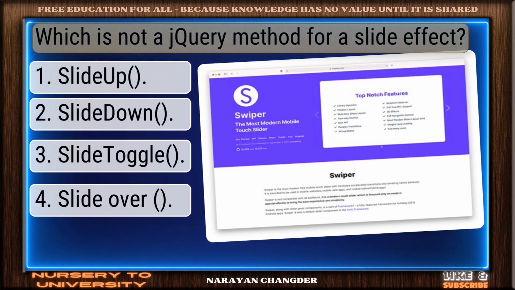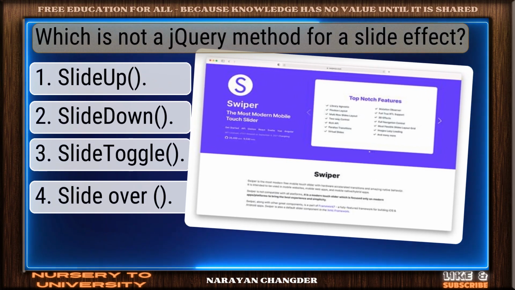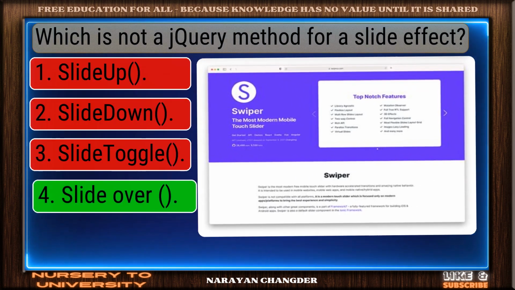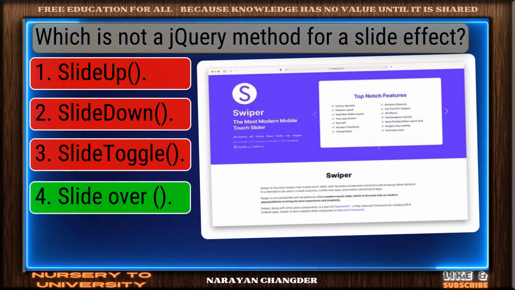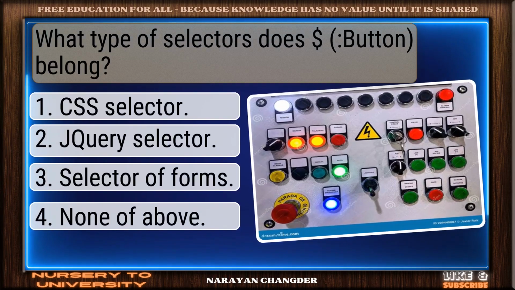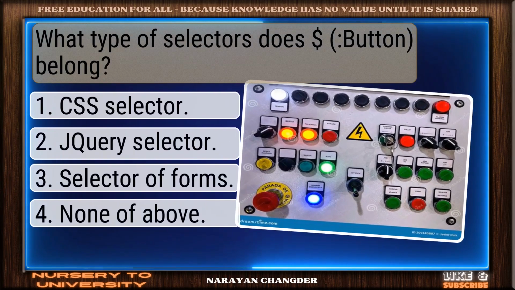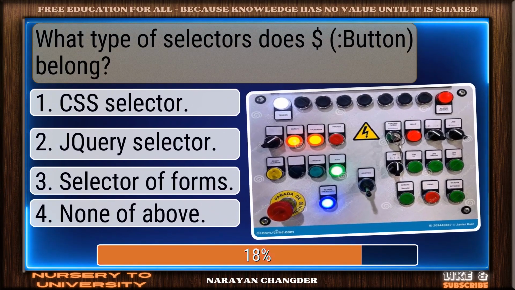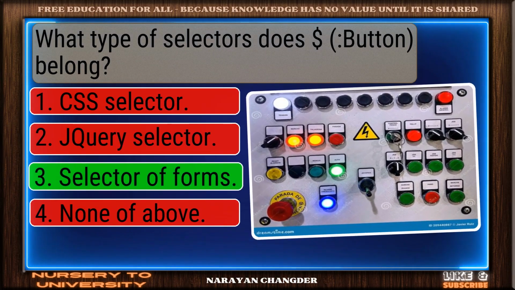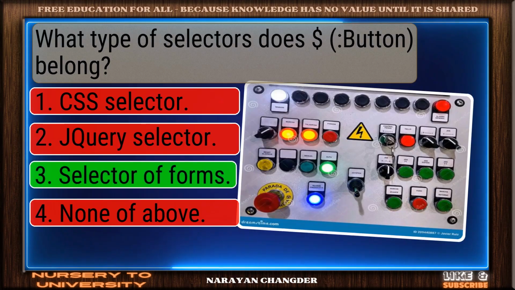Question number 44. Which is not a jQuery method for a slide effect? Correct response. Slide over is the most accurate answer. Question number 45. What type of selectors does dollar belong to? Right again. Selector of forms is a valid answer.